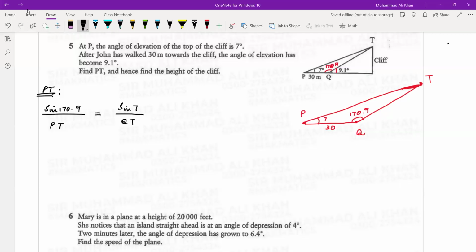अब सुनिएगा बच्चों, इस रेशो में हमारे पास PT भी अननोन है और QT भी अननोन है. एक इक्वेशन में दो चीजें अननोन, हम कैलकुलेट नहीं कर पाएंगे. तो इट मींस ये वाला रेशो हम नहीं लिख सकते, हमें कोई और रेशो पिक करना होगा. कैसे? इन दिस ट्राइंगल वी हैव 170.9, वी हैव 7. तीसरा एंगल कैसे आएगा? 180 से माइनस कर दीजिए 170.9 और 7 को, 2.1 डिग्रीज का ये एंगल आ गया.